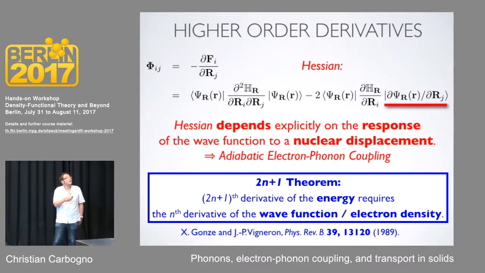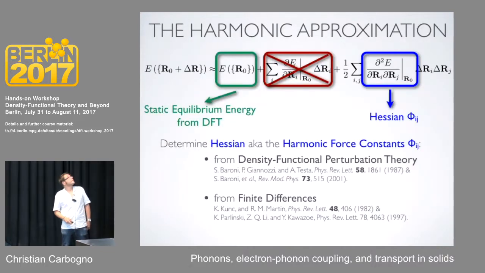So if you require the 2n+1 derivative of the energy, then you need to have the n-th derivative of the wave function or electron density, or the n-th response. So the first derivative of the density will give you the Hessian and even the third order force constants. If you want to go beyond that, you need higher derivatives of your electron density. Good. So you can calculate this Hessian in two different ways.